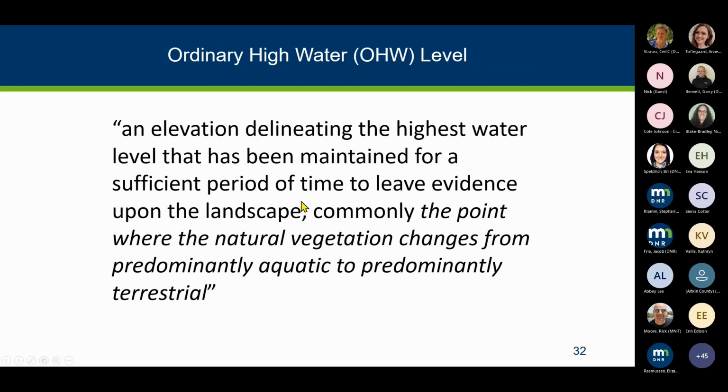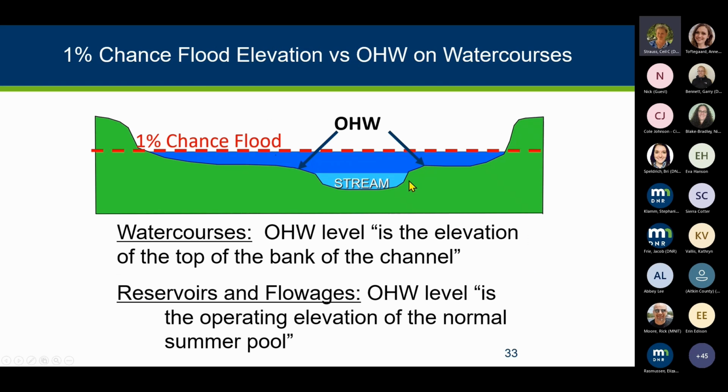And here's the wording on what is the ordinary high. And then on streams, the ordinary high is defined as the top of the bank of the channel. And again, the flood elevation is usually higher than that bank, that it's higher than that ordinary high.